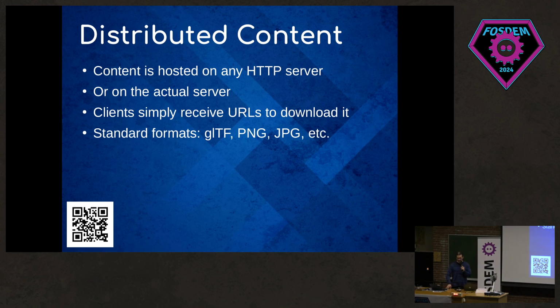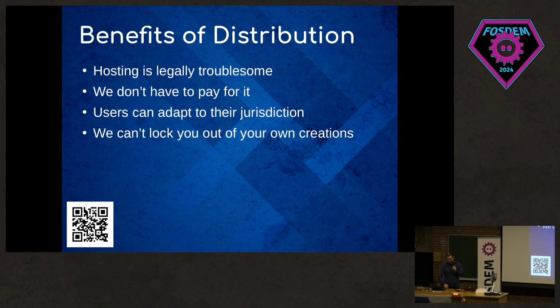All right, so how do you distribute content? It's just on any HTTP server. Clients just get a URL from our server to download it. So the actual servers that contain each environment don't decide anything about the content because they don't even see it. They just provide a URL to it. And it can come from any place like AWS or Dropbox even. It's in completely standard format.